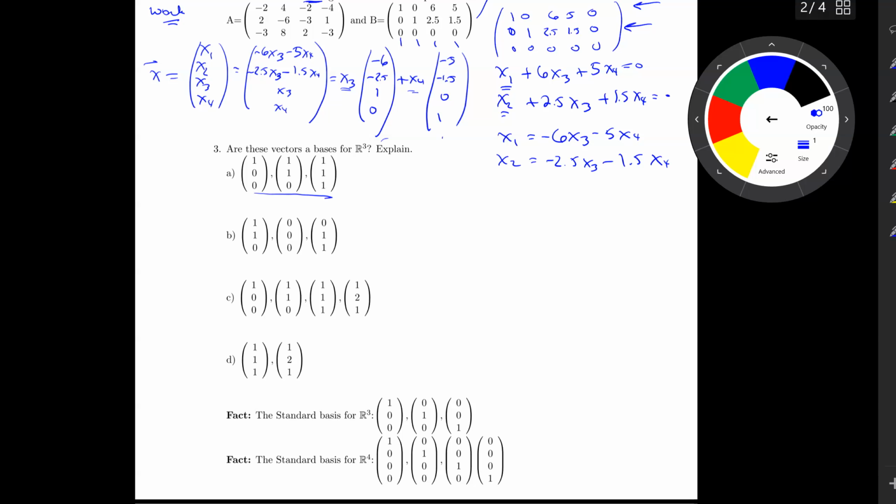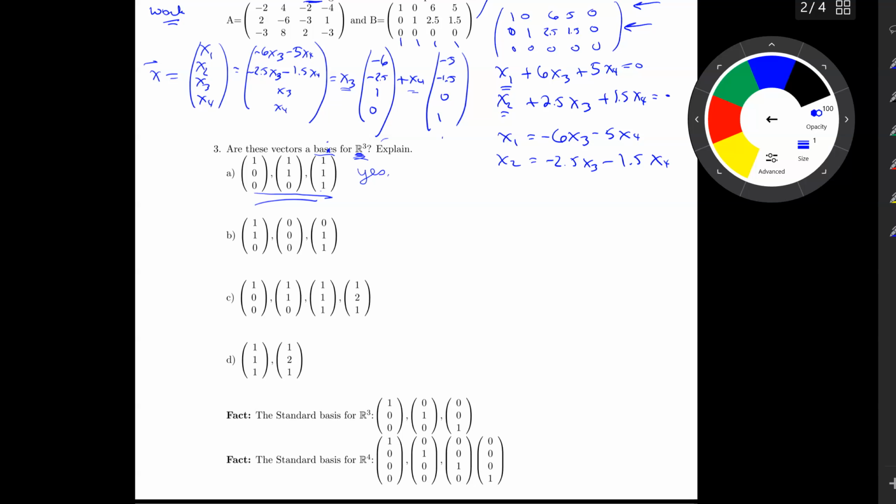Are these three vectors a basis for R3? Are they a basis for R3? So, oops, basis, no, is. Okay, so I can see that if I put them in a matrix, I have a pivot in every column, so they're linearly independent. I have a pivot in every row, so it spans all of R3.